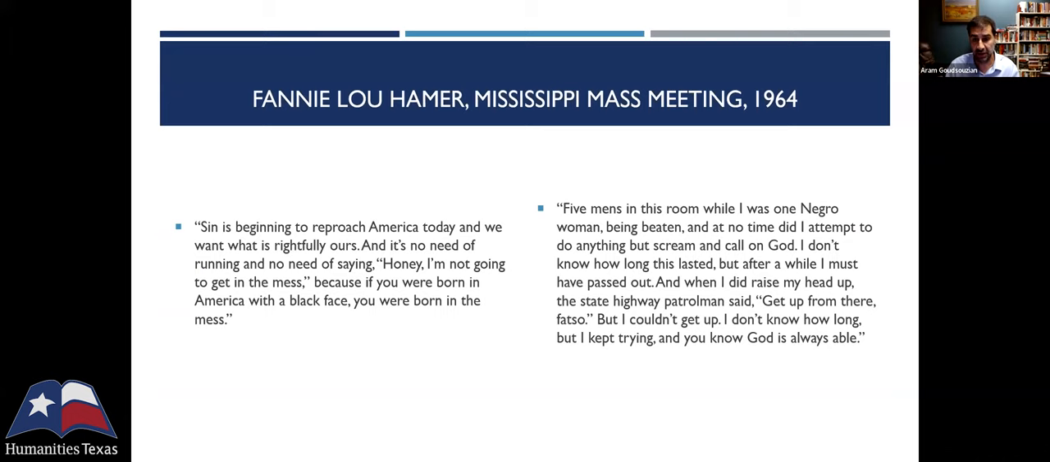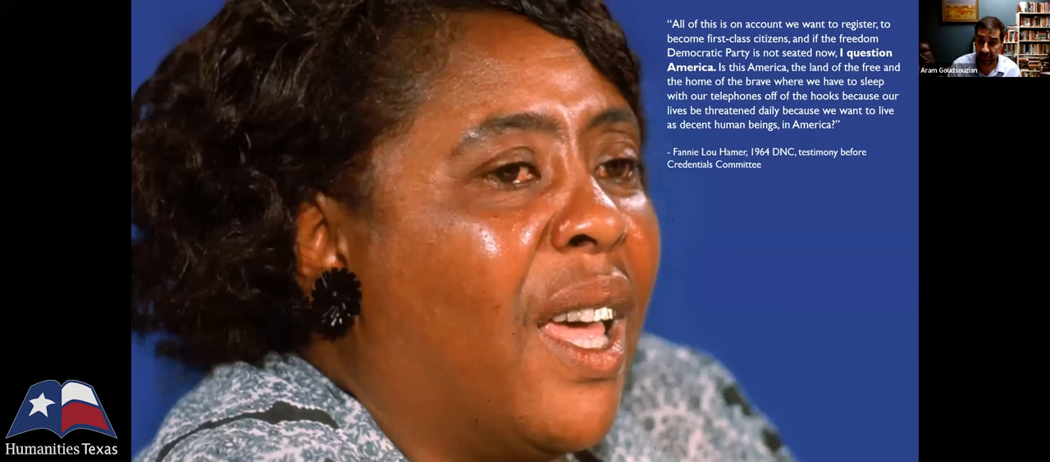And she tells it in very graphic terms, the story of her getting beaten in jail in the town of Winona, Mississippi in 1963. This is a story she tells again and again in so many speeches, highlighting the violence inherent in segregation. And it's told in much more detail when she tells that very same story in the speech she gives to the Credentials Committee at the 1964 Democratic Convention, this famous speech which is nationally televised.